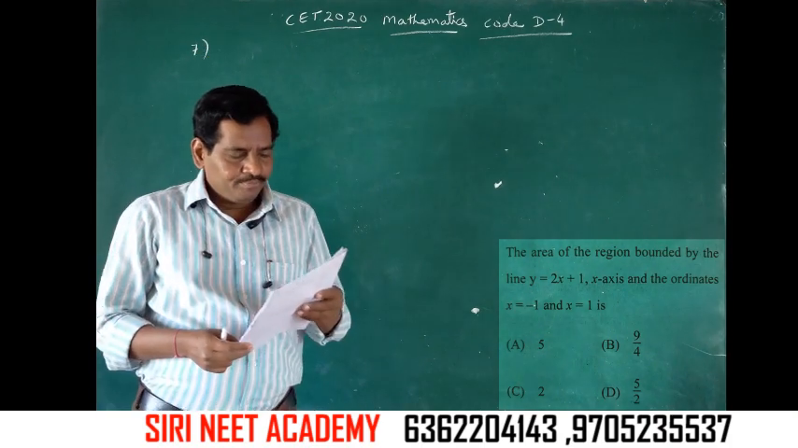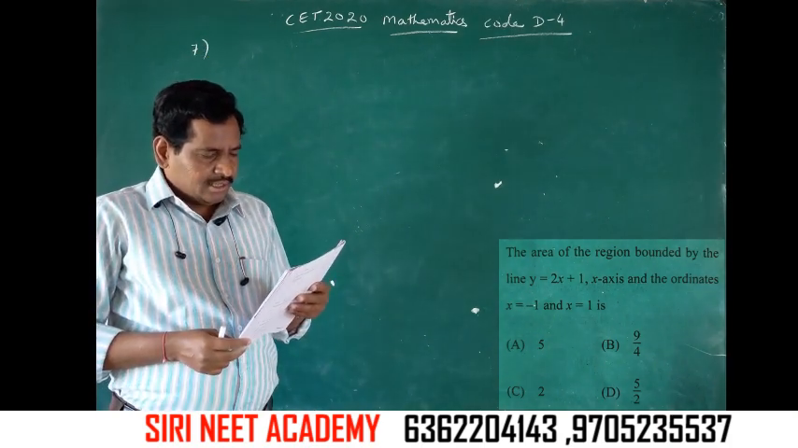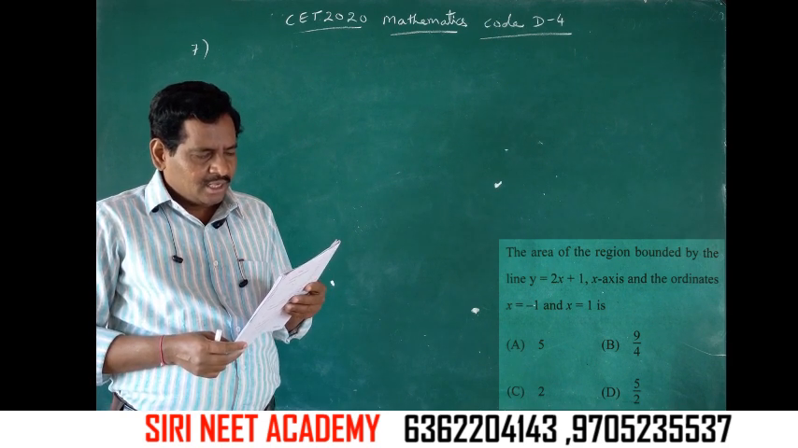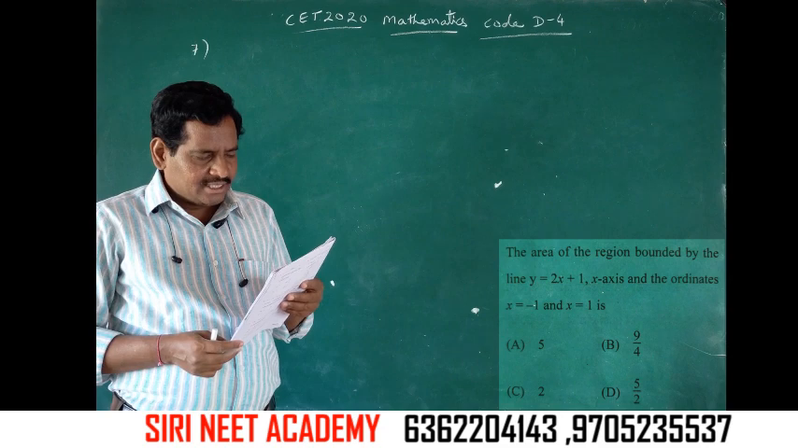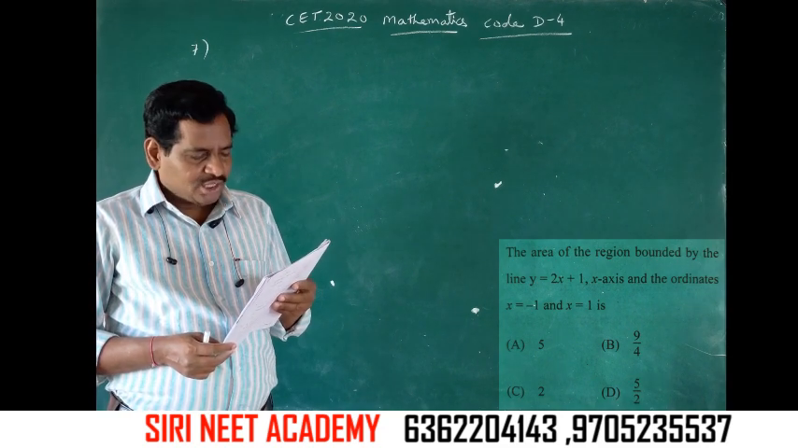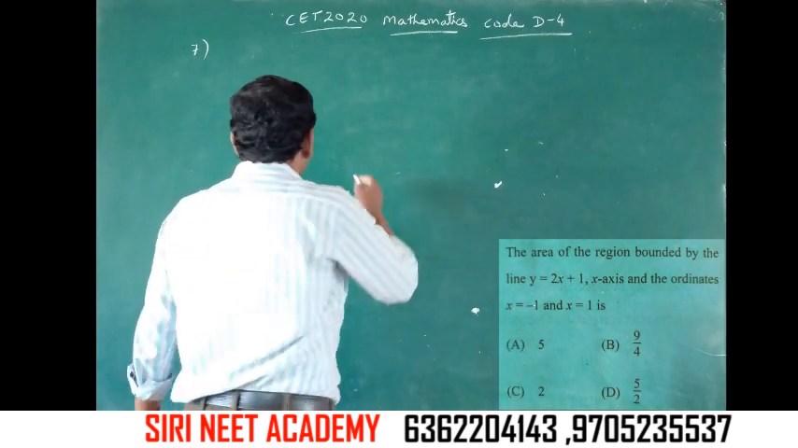This is also from areas. The area of the region bounded by the line y is equal to 2x plus 1, the x-axis, and ordinates x is equal to minus 1 and x is equal to plus 1. The straight line is y is equal to 2x plus 1.